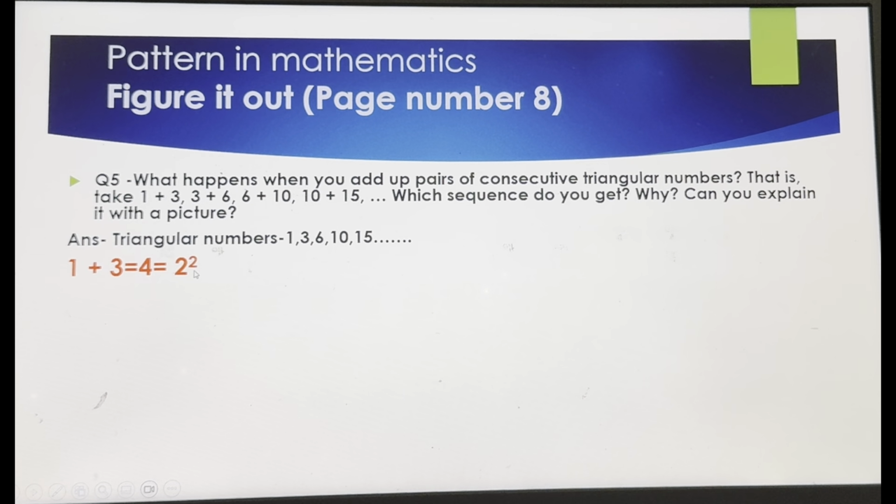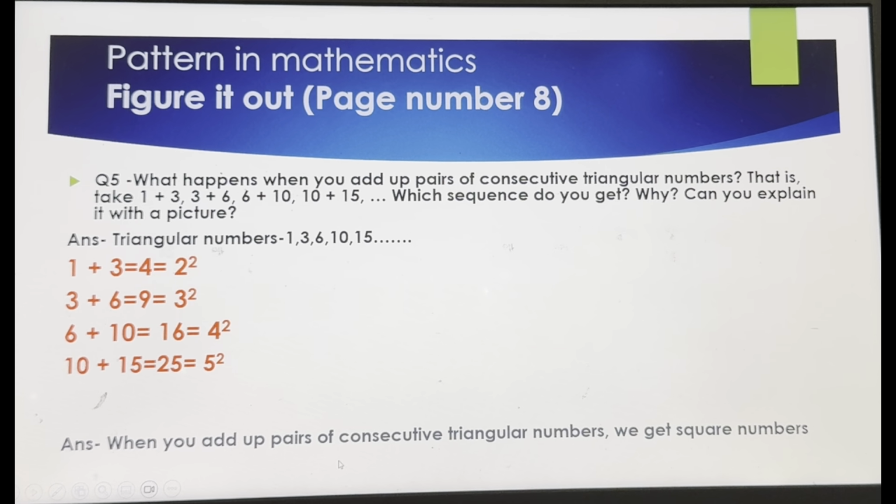And you can see that 4 is square of 2. Then we add the next consecutive number. So 3 plus 6 is 9. So you get 9, which is 3 square. Then 6 plus 10 is 16. This is 4 square. Then 10 plus 15 is 25, which is 5 square. Again, yet another beautiful square pattern. Right? So when you add a pair of consecutive triangular numbers, we get square numbers. Right? Now let us see it through a picture.